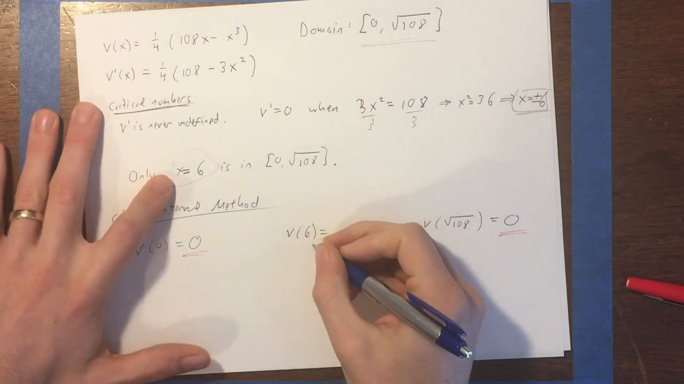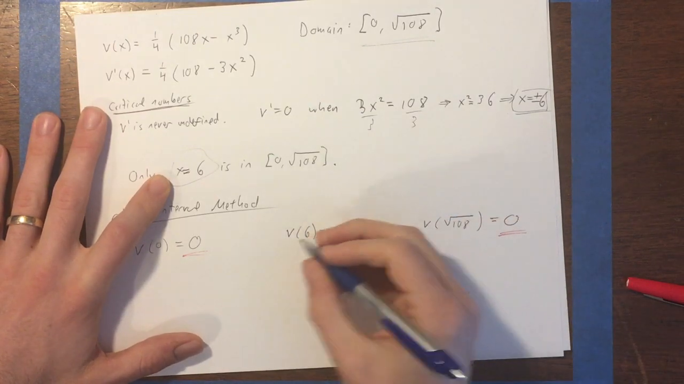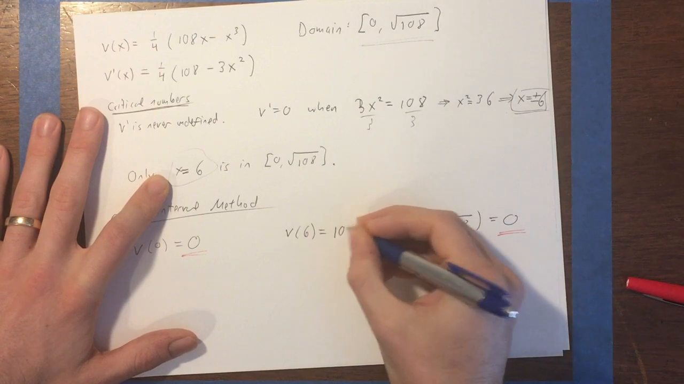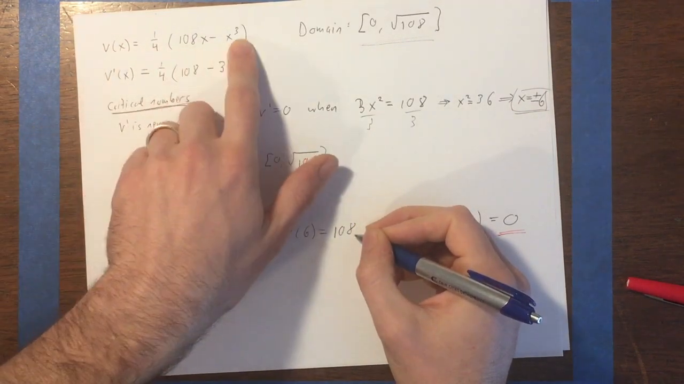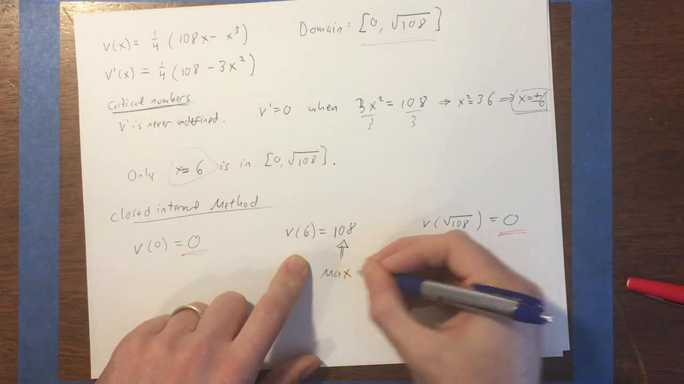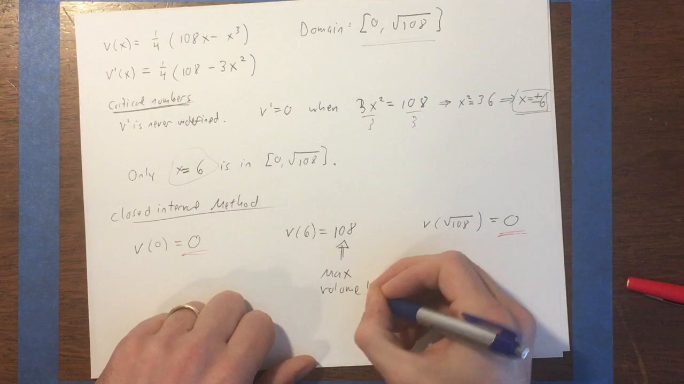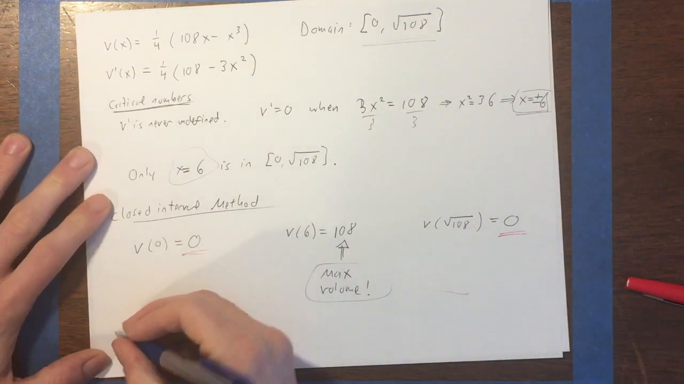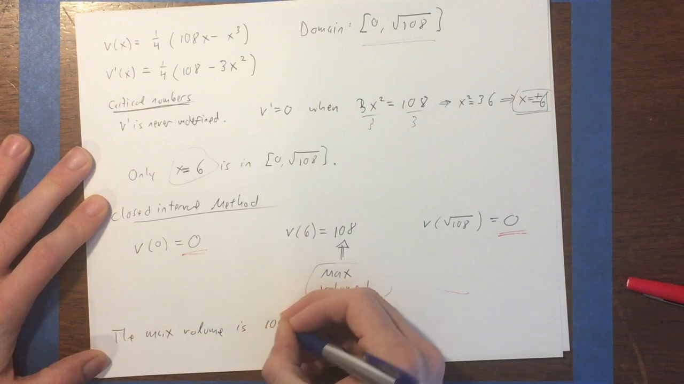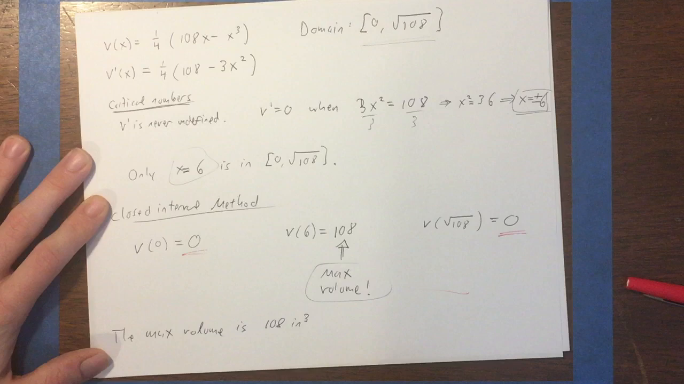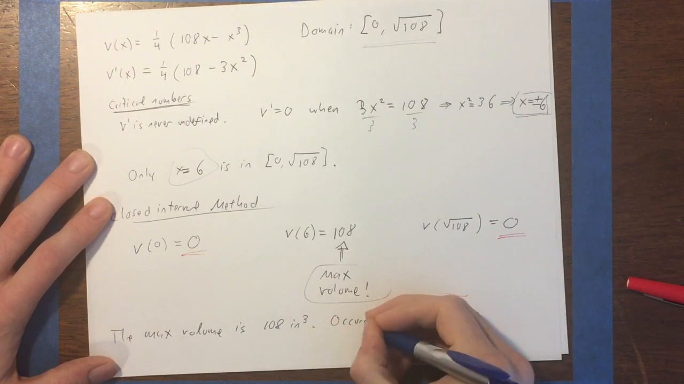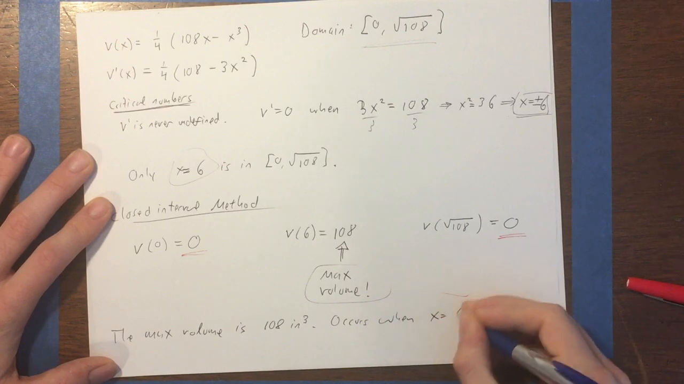So yeah, the endpoints of our domain have output values of 0. And the critical number in the middle, not the exact middle, but near the middle, x equals 6, gives me an output of 108. Stick that back into the volume function here, and you will find it equals 108. So that means that is our max volume. We can sum up the problem by saying the max volume is 108 cubic inches, because it's a volume, so cubic inches, and that occurs when x equals 6 inches.